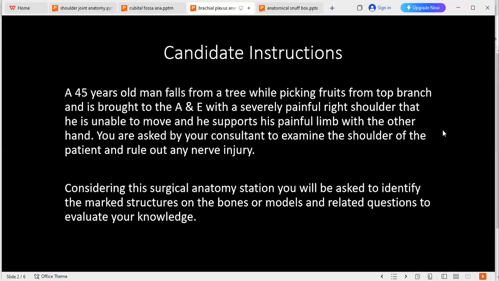Please tell me what are the structures which are attached to the coracoid process. It includes the ligaments and tendons. Regarding ligaments, coracoacromial ligament, coracohumeral ligament, and regarding muscle, it has insertion for pectoralis minor and origin of coracobrachialis and short head of biceps.